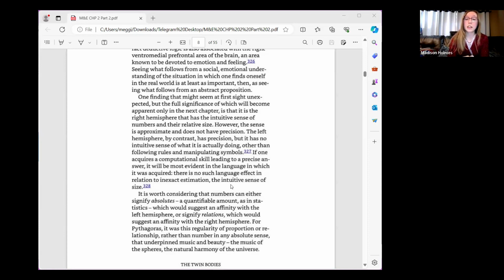It is worth considering that numbers can either signify absolutes, a quantifiable amount, as in statistics, which would suggest an affinity with the left hemisphere, or signify relations, which would suggest an affinity with the right hemisphere. For Pythagoras, it was this regularity of proportion or relationship, rather than number in any absolute sense, that underpinned music and beauty, the music of the spheres, the natural harmony of the universe.